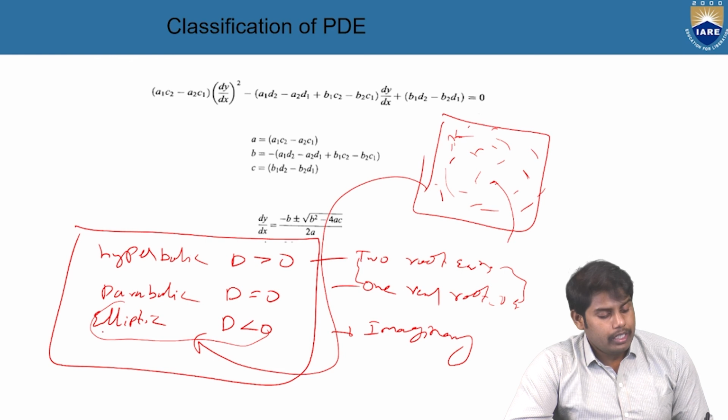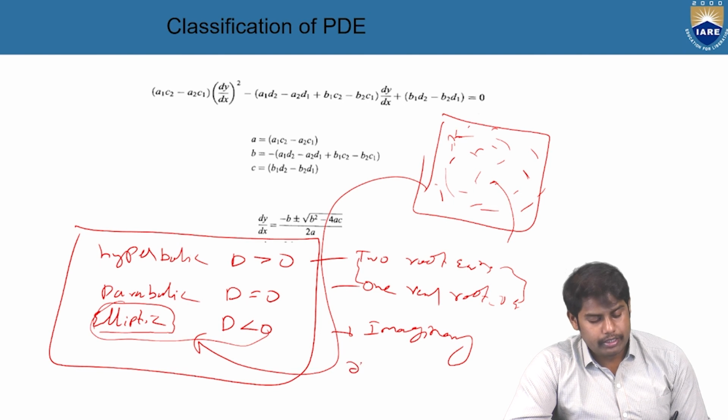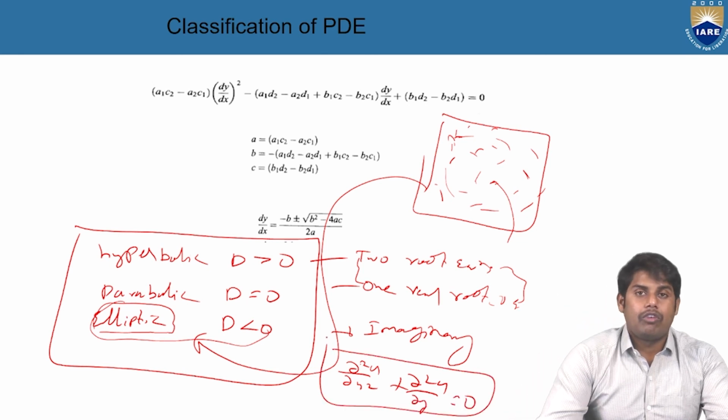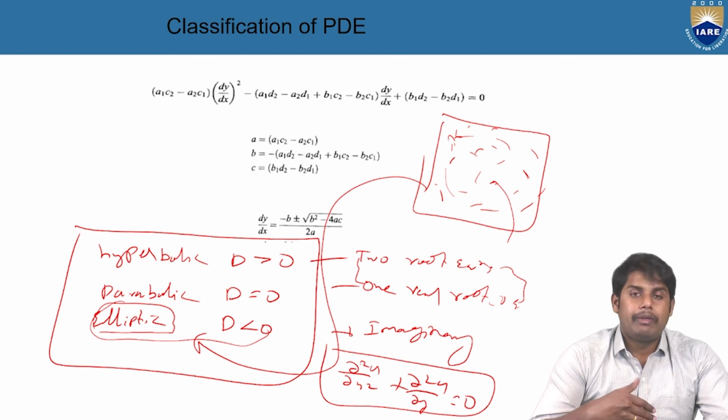Okay, so what we are discussing for the elliptic equation is the boundary value problem. A basic example of an elliptic equation is, let's say, dou square u by dou x square plus dou square u by dou y square is equal to 0. This is one form of the elliptic equation. There is no time dependent term.